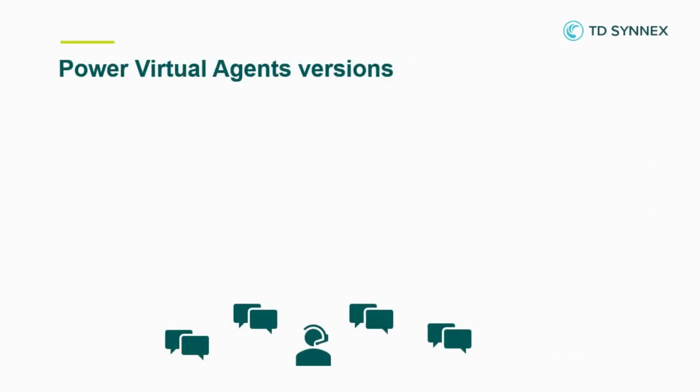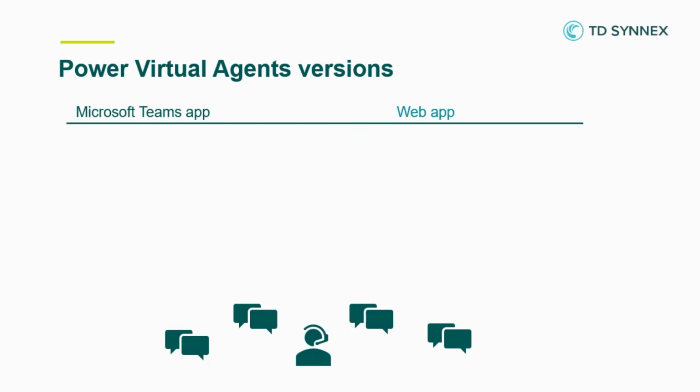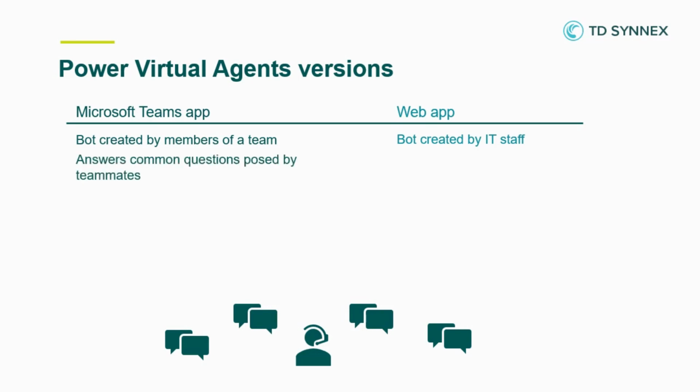There are two ways that you can choose to work with bots, via the Teams app or via a web app. And there are some typical differences between the two. The Teams app bot is typically created by members of a team, whereas a web app bot is typically created by IT staff. The Teams bot is designed to answer common questions posed by teammates, and the web bot is likely to answer customer questions.